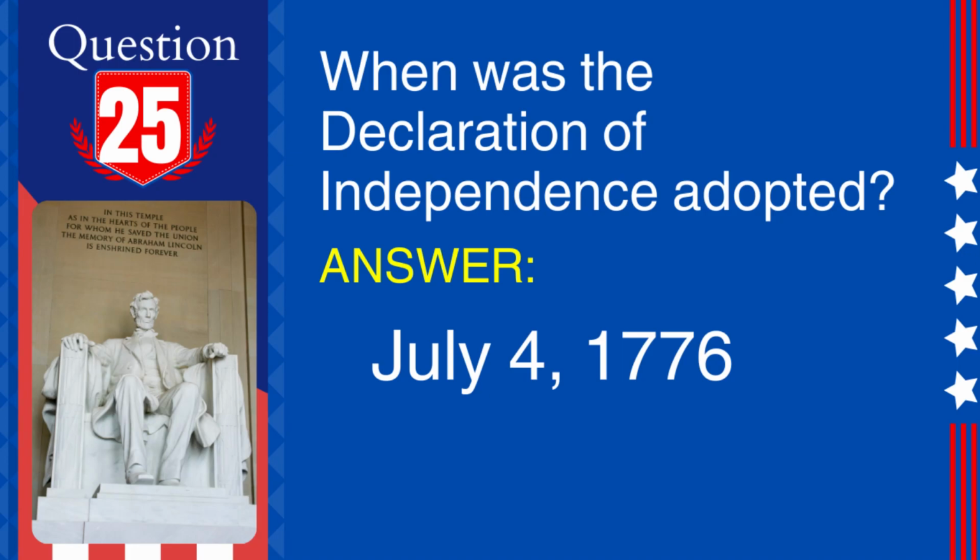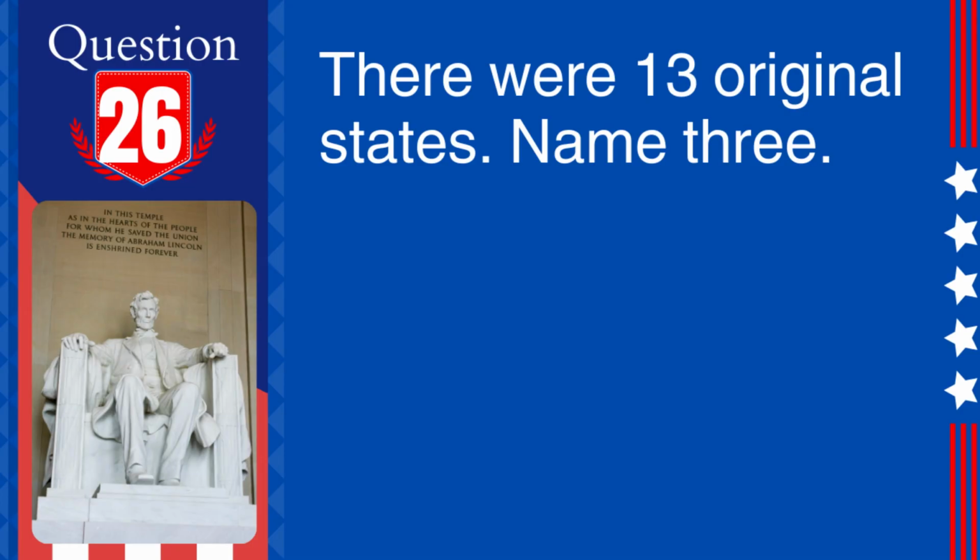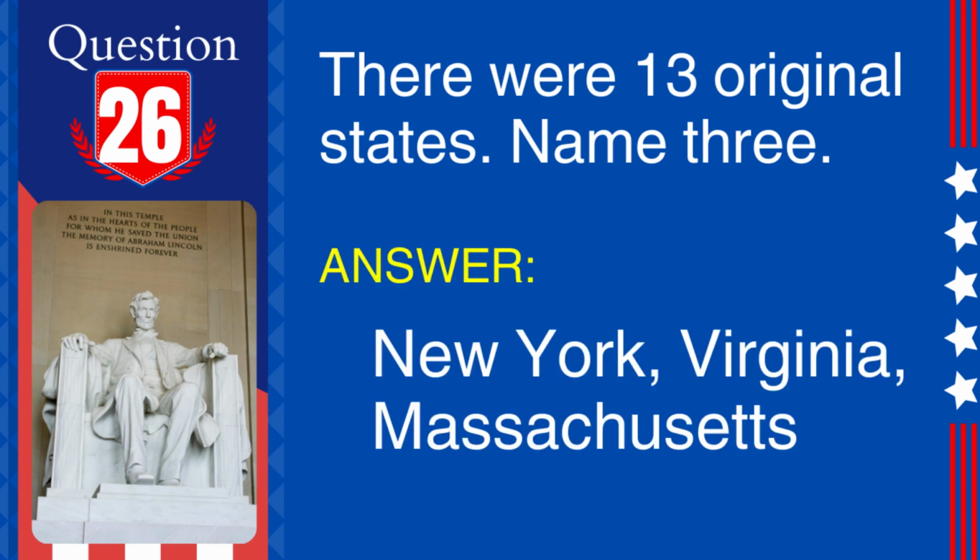independent nation. 26. Question. There were 13 original states. Name 3. Answer. New York, Virginia, Massachusetts. Explanation. These are 3 of the original 13 states that declared independence from Britain and formed the United States.